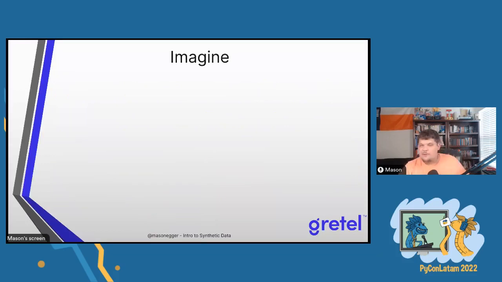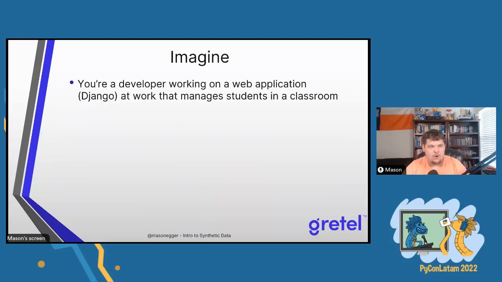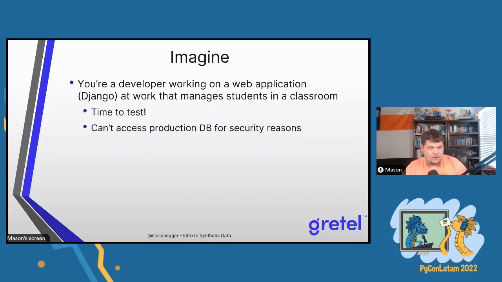So the first thing I want to do is let's set the stage a little bit. Imagine that maybe, say, you're a developer working on a web application. I personally like the Django framework. That's my Python web framework of choice. So let's say we're working on a Django application that manages students in a classroom. So we're building this application, messing around with everything. And then now it is time to test. So now it's time for us to run some tests, make sure our code is actually working.